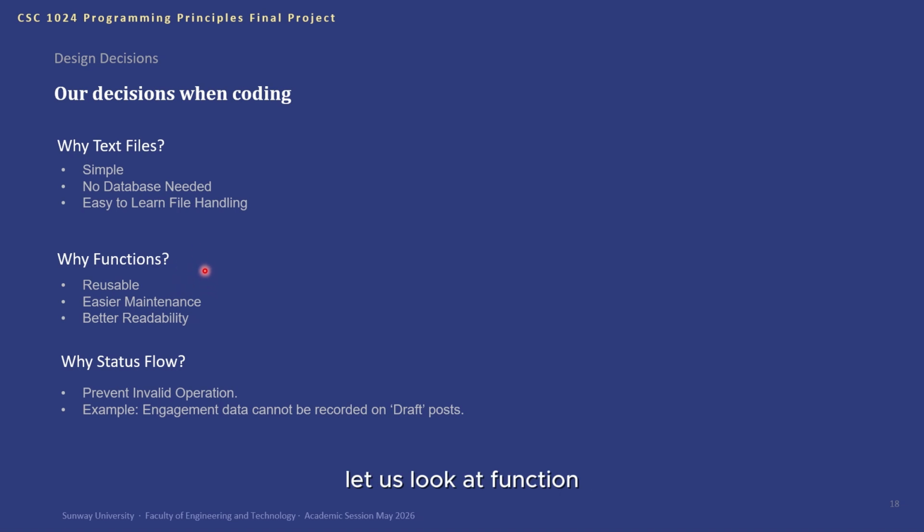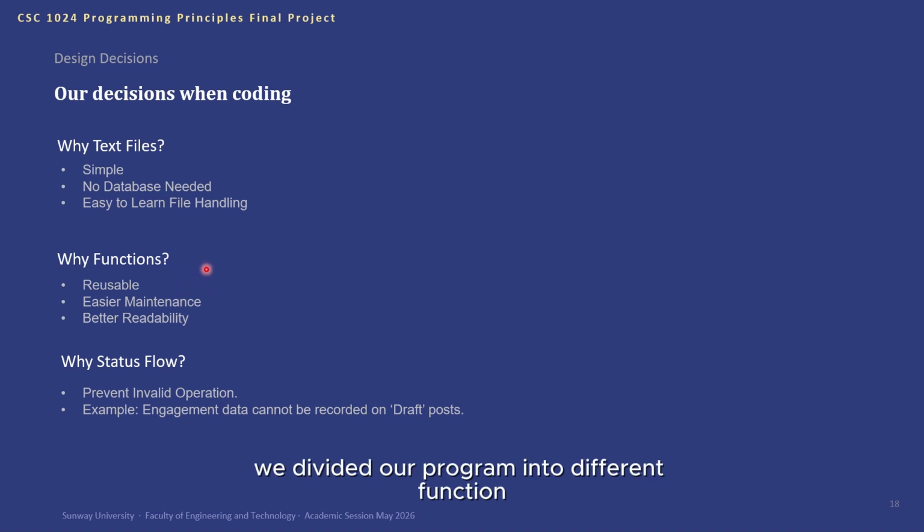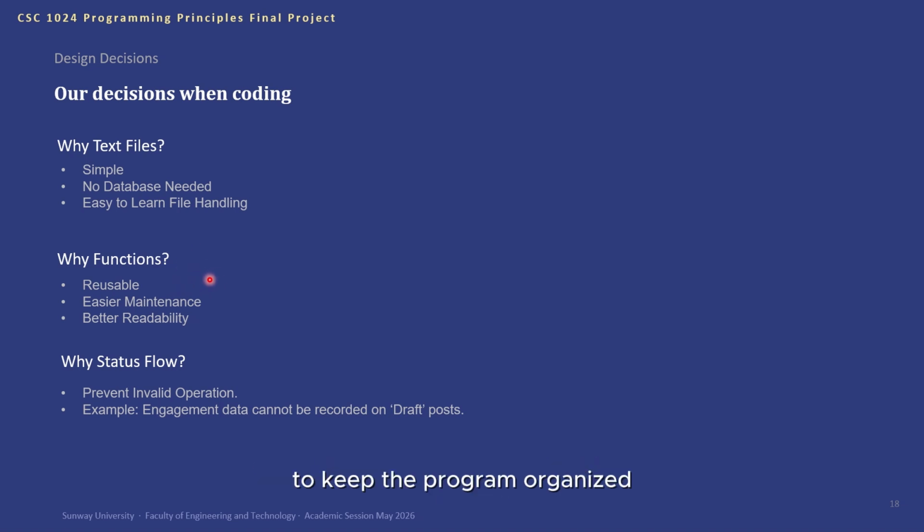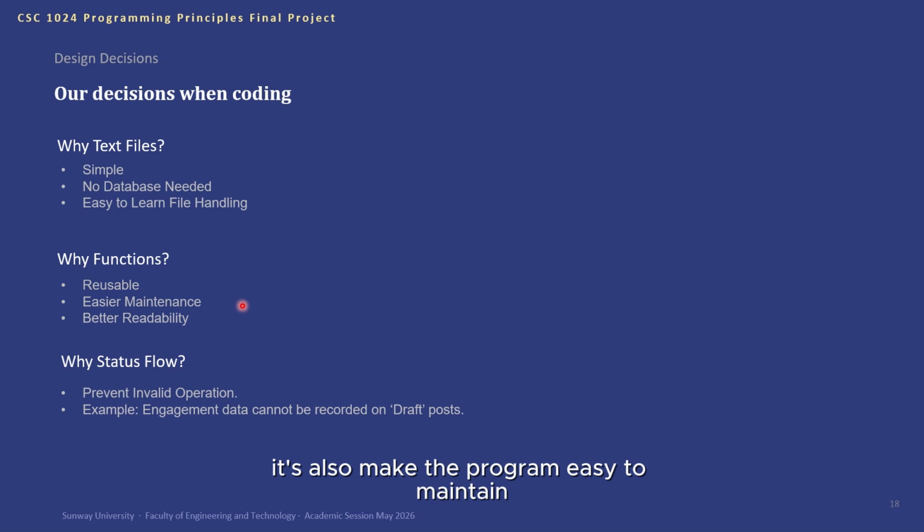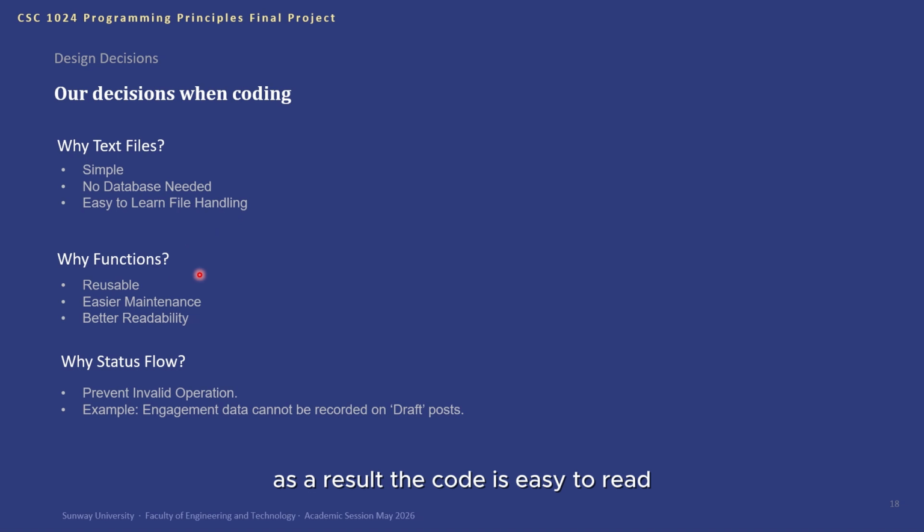Next, let us look at functions. We divided our program into different functions to keep the program organized. This helps us reuse code instead of writing the same code again. It also makes the program easy to maintain because each function has its own responsibility. As a result, the code is easy to read.